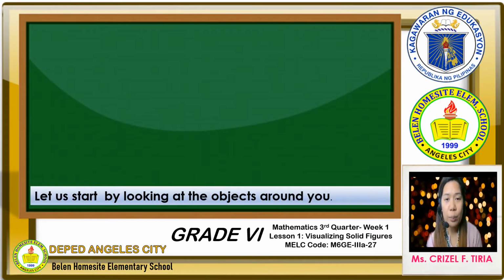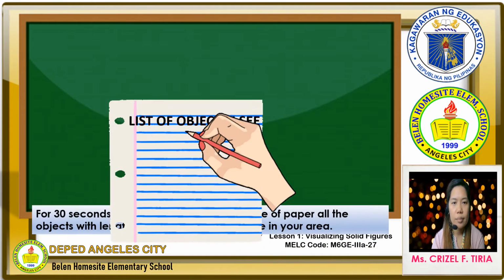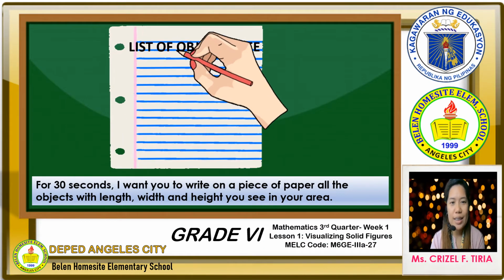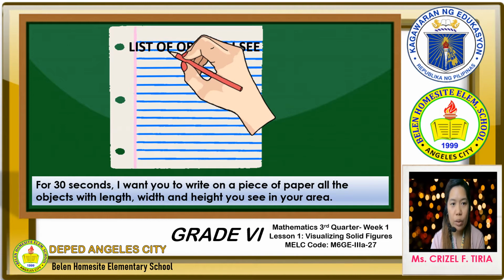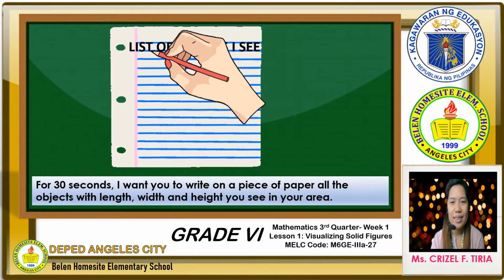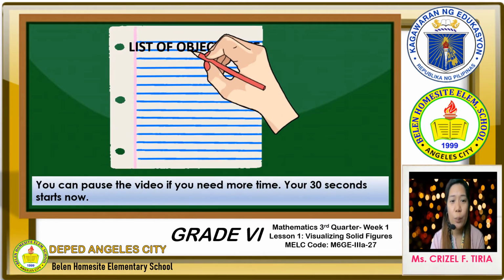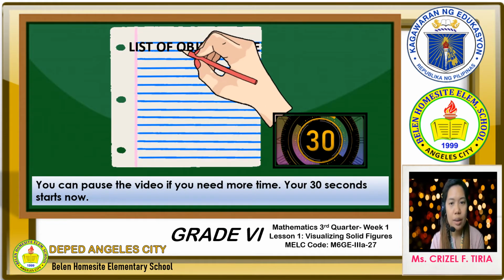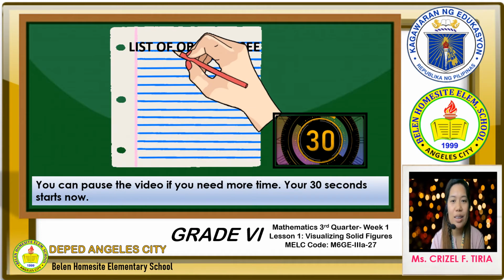Let us start by looking at the objects around you. For 30 seconds, I want you to write on a piece of paper all the objects with length, width, and height you see in your area. You can pause the video if you need more time. Your 30 seconds starts now.